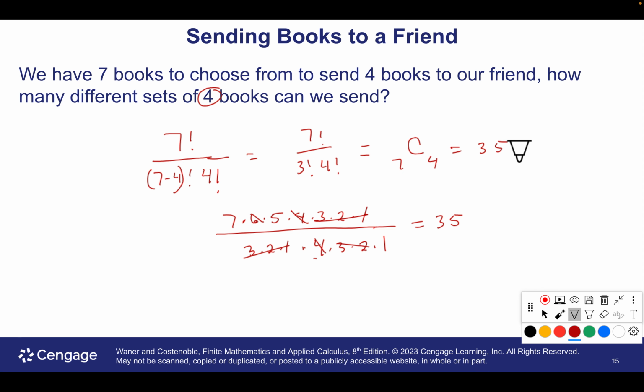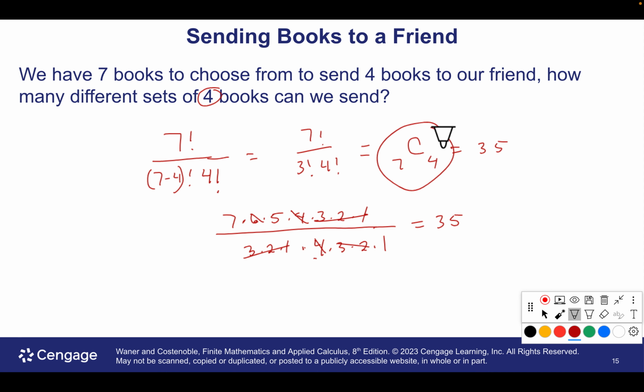We can go through the macho way of doing it. I'm strong, I can do the math, but it's a lot of tedious work. We can also just use the technology and it will do it. But I want you to understand that all we're doing is taking a permutation and dividing out the order. So if I was going to send all 7 books, how many different ways can I do that? One way, actually: 7 factorial divided by 7 factorial. I'm sending them all. They're all going to go in the box. There's one way to do that. And you'll see that if you do a 7 choose 7, you'll always get 1. So you can play with it. But again, technology.